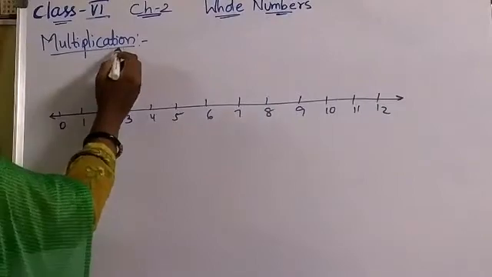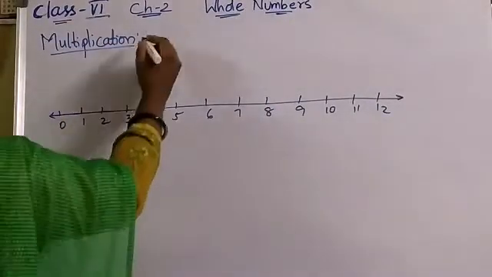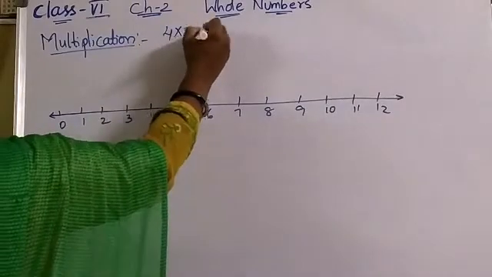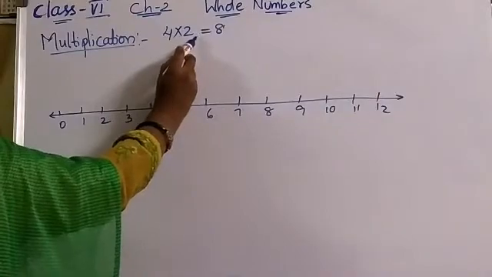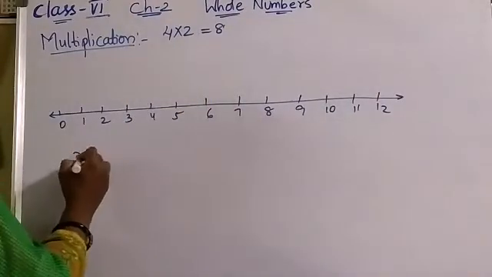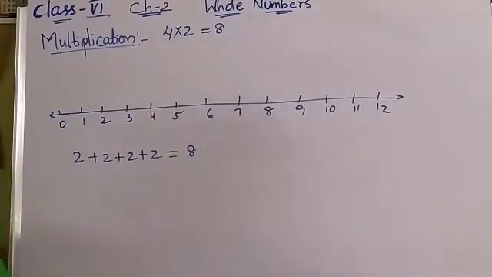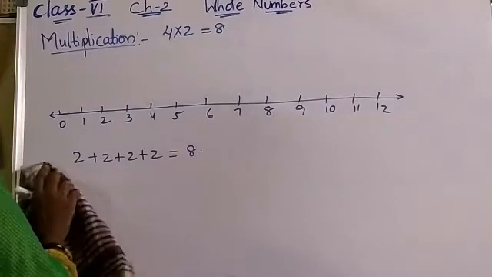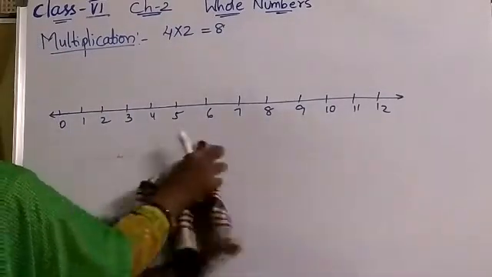Now let us consider the multiplication of whole numbers on the number line. So let us find 4 into 2. How much? 8. Okay. We know that 4 into 2 means taking 2 steps 4 times. Right? 2 plus 2 plus 2 plus 2. That is 8. And multiplication is nothing but repeated addition.